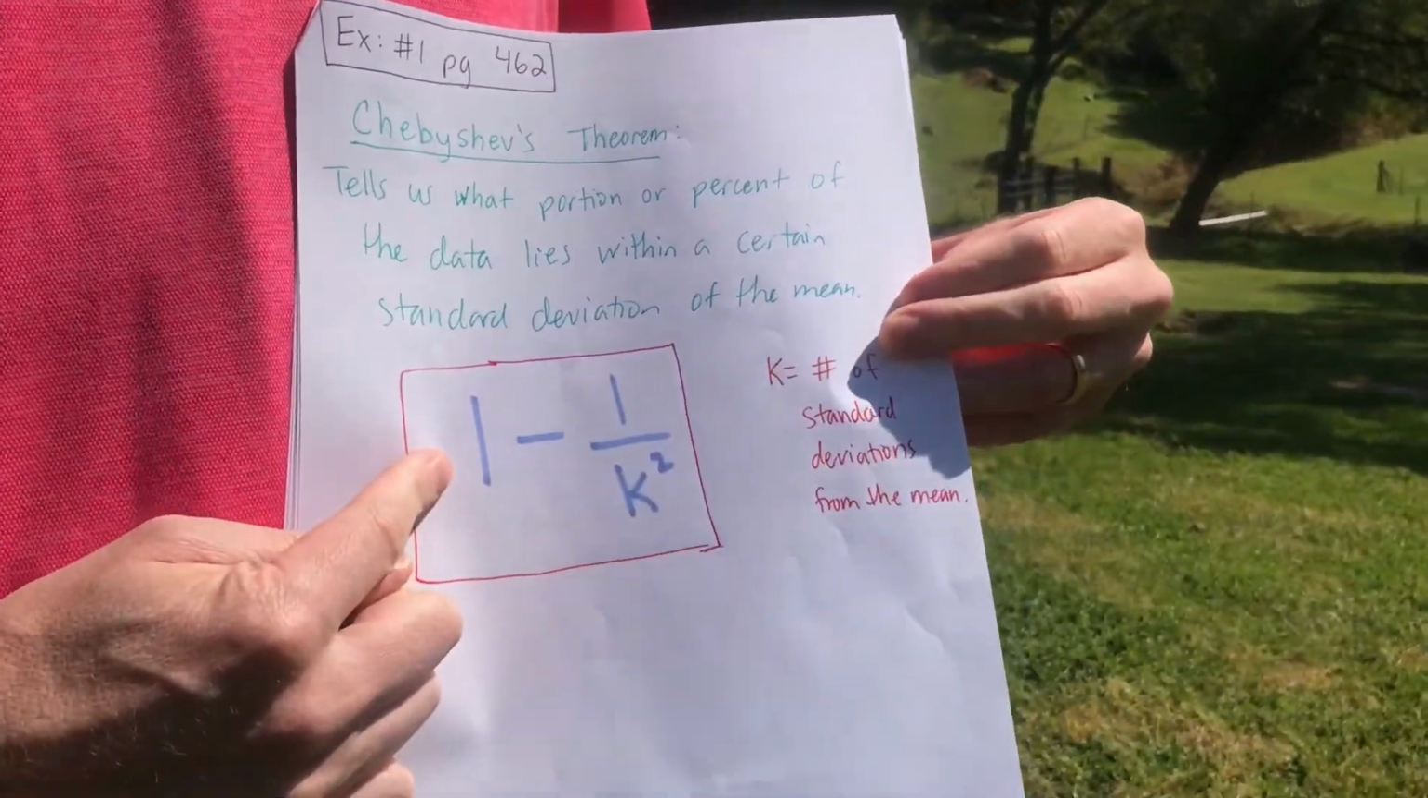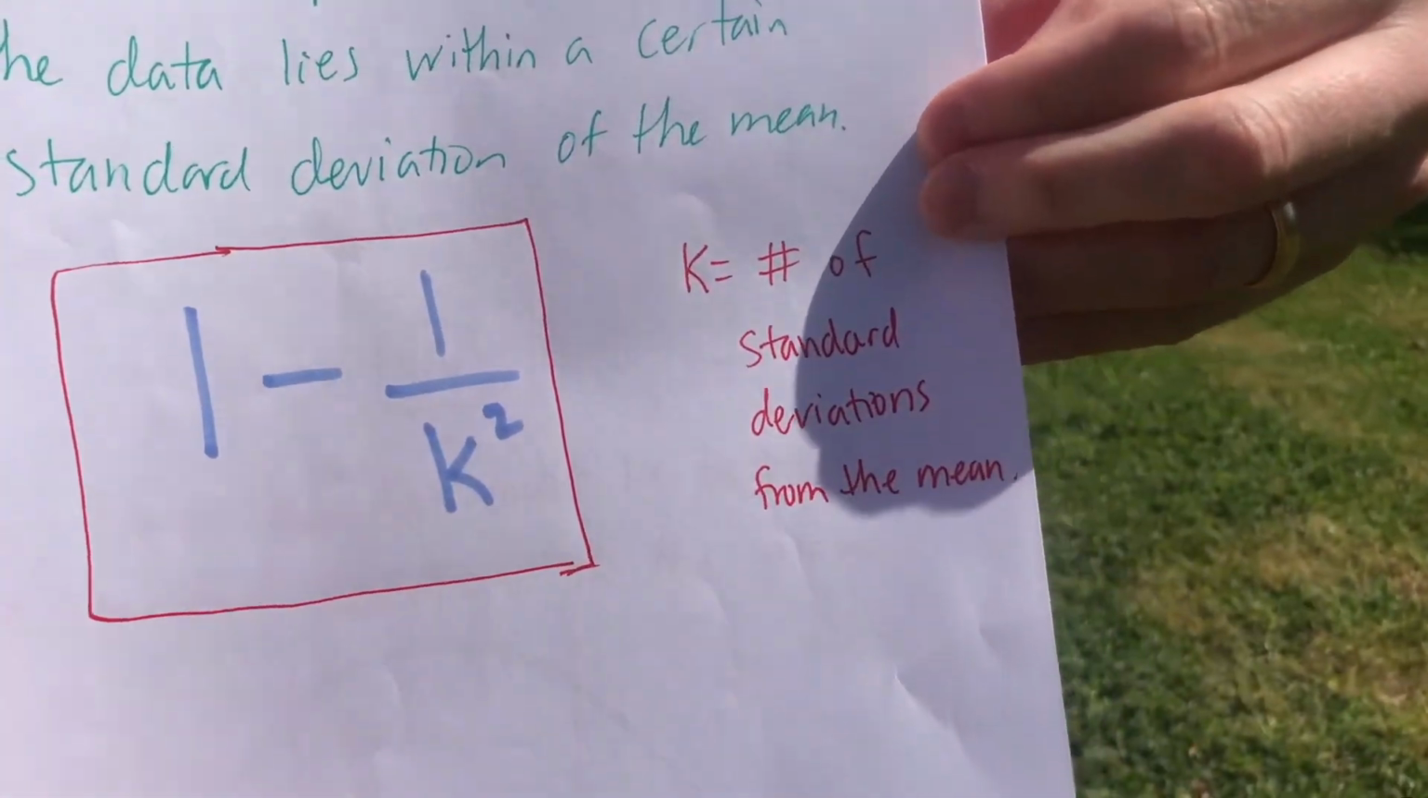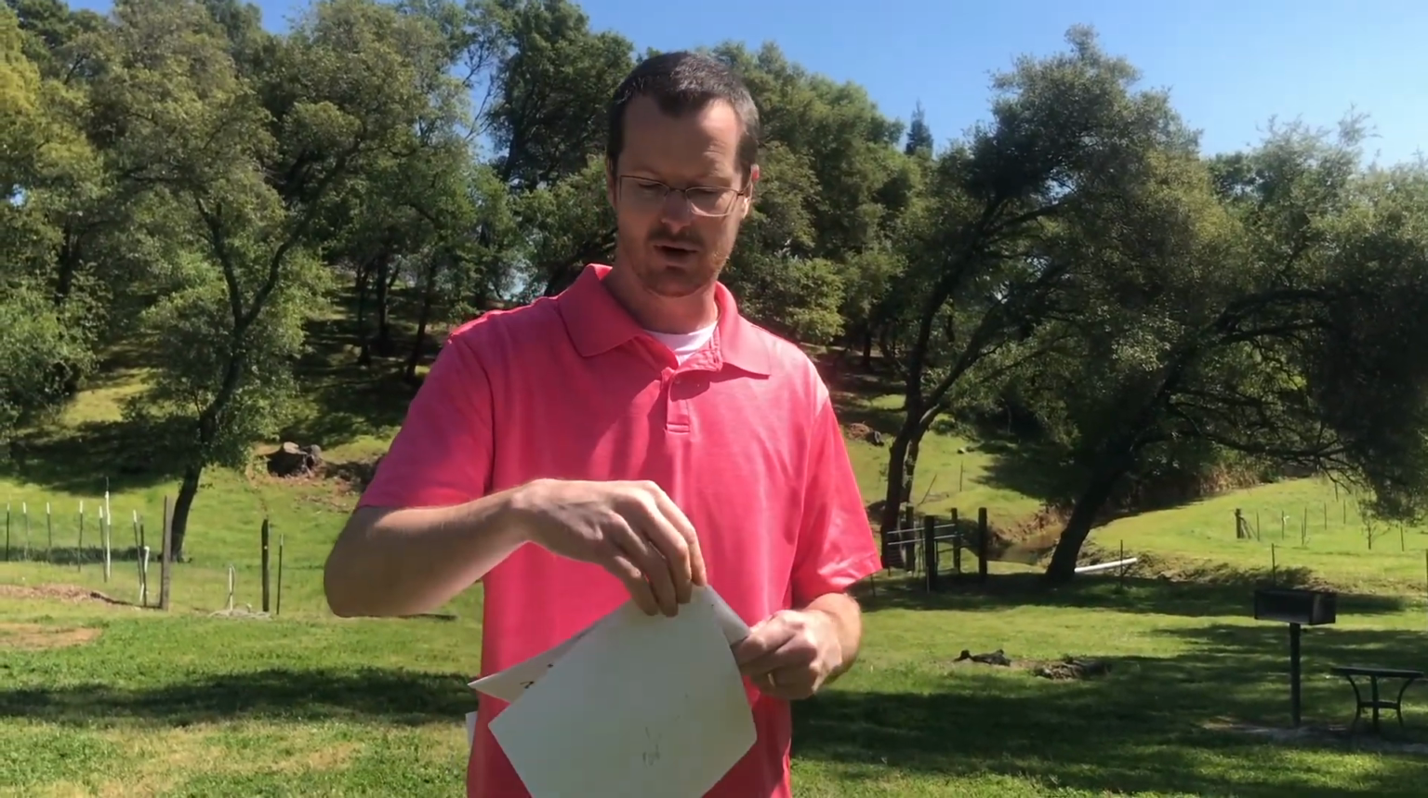This is the theorem, 1 minus 1 over k squared, where k is the number of standard deviations from the mean. So remember, when you go out a standard deviation, you're going out on both sides of the mean, not just on one side. We're not just going up, we're going down also. So we have to keep that in mind as we do our work.